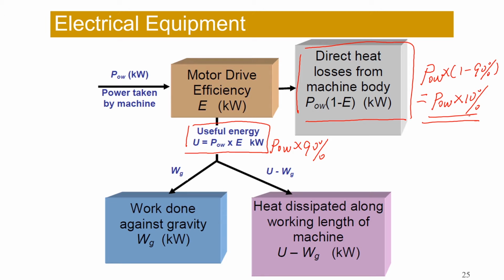The useful energy is split into work done against gravity here and heat dissipated along the working length of the machine here. This part, heat dissipated along the working length of the machine, equals the useful energy minus the work done against gravity. For horizontal conveyors or pumps, work done against gravity is 0. Thus, all consumed power manifests as heat for horizontal conveyors or pumps. If it's not horizontal, the work done can be calculated if we know the change in elevation.